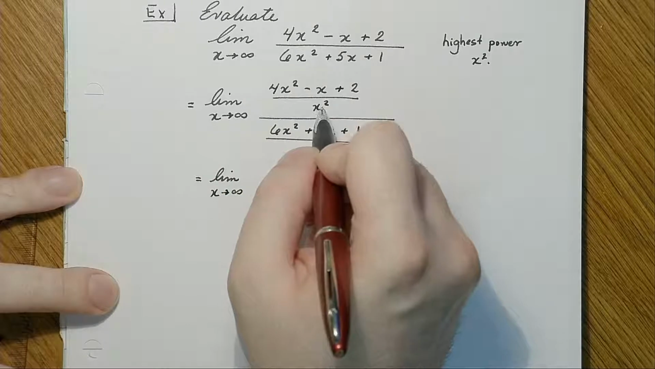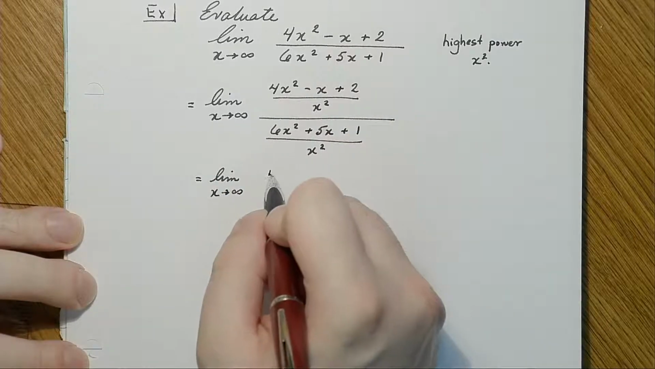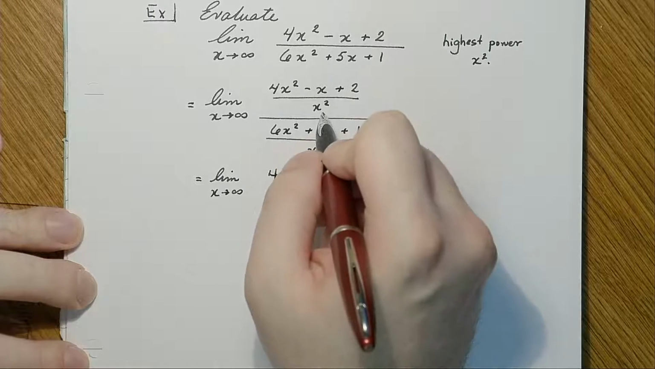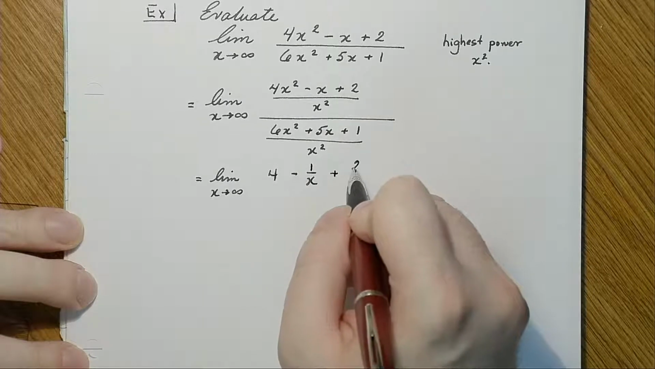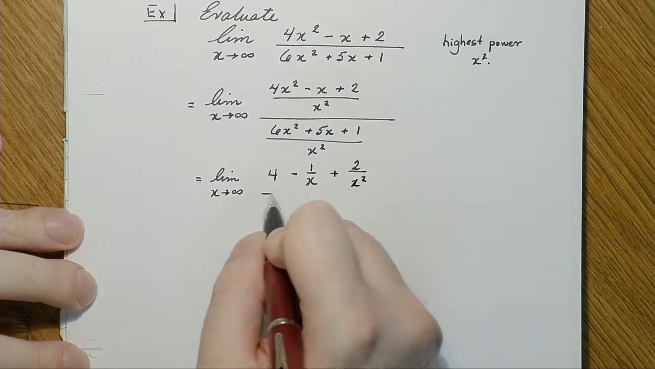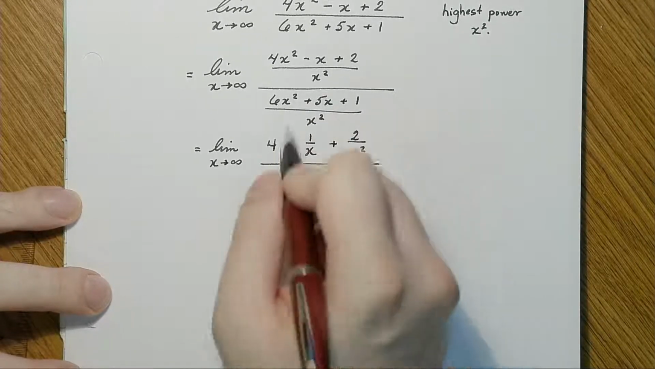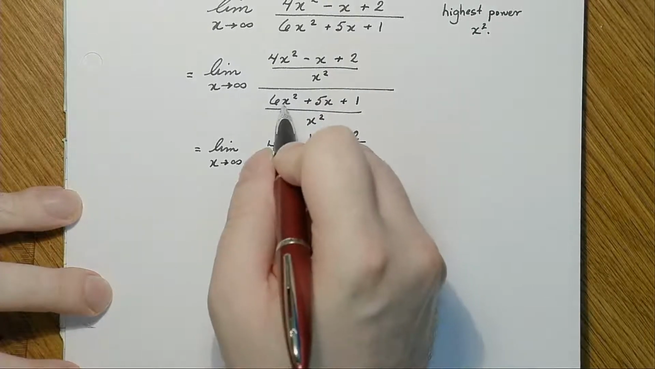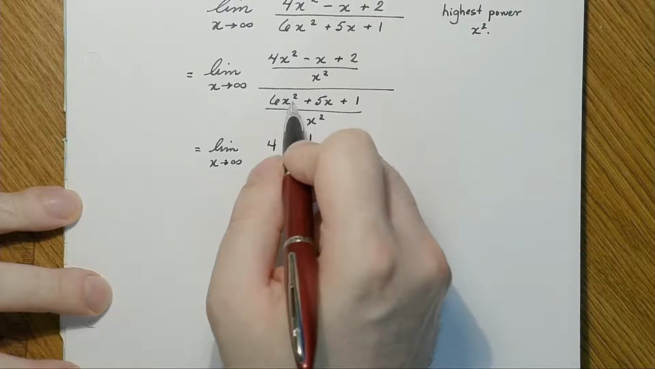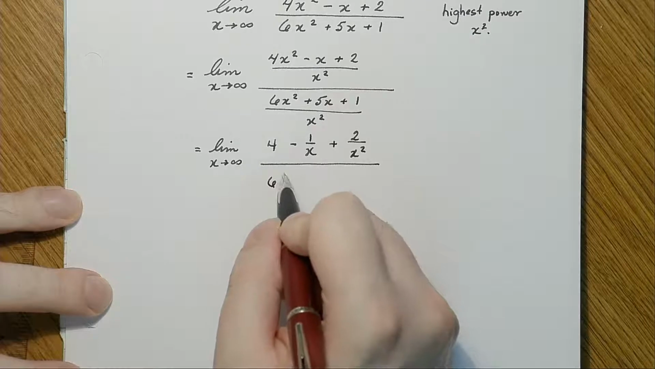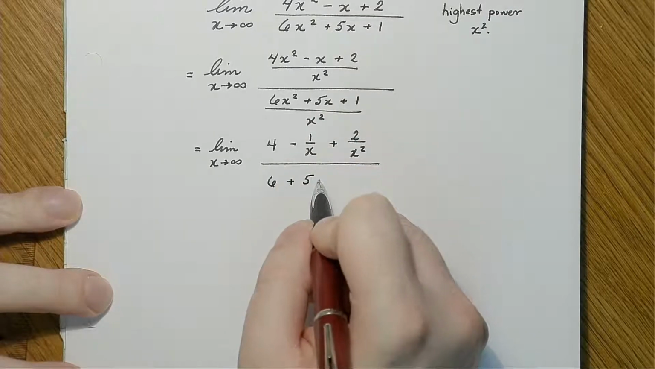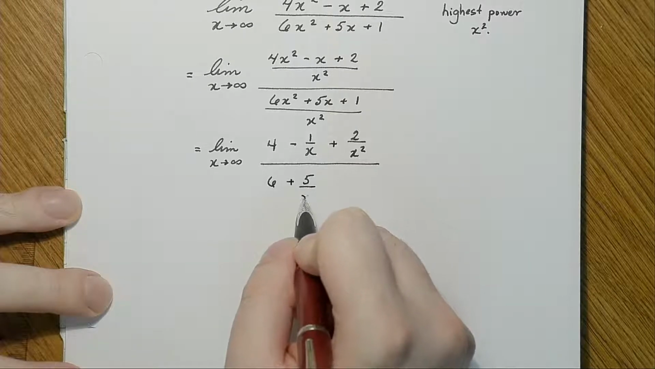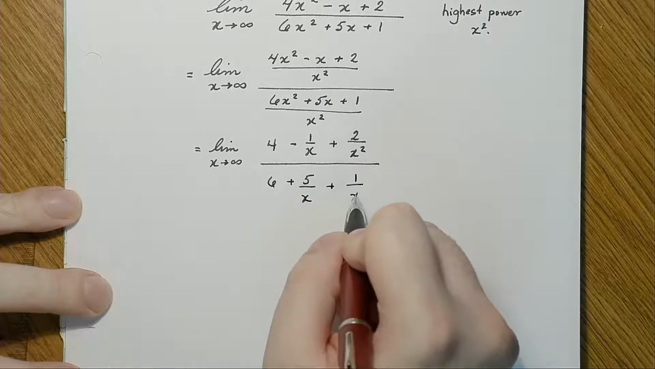So I have 4x squared divided by x squared, so that's just 4, minus I have x divided by x squared, so that's just 1 over x, plus 2 over x squared, all over, and then in the denominator, I have 6x squared divided by x squared, so that's just 1, plus I have 5x divided by x squared gives me 5 over x, plus 1 over x squared.